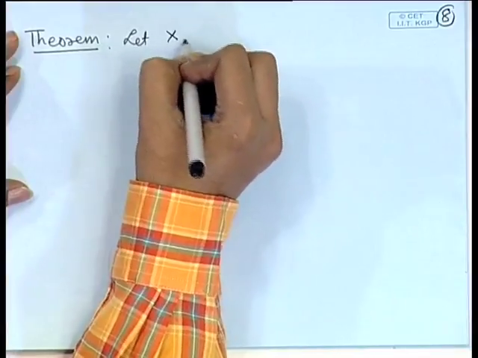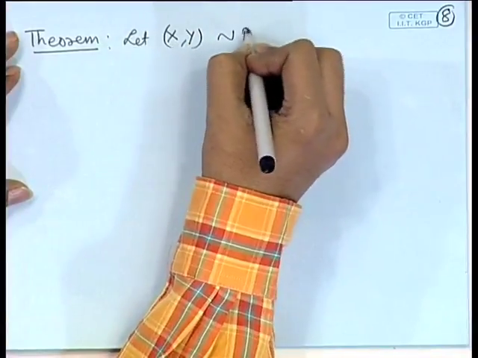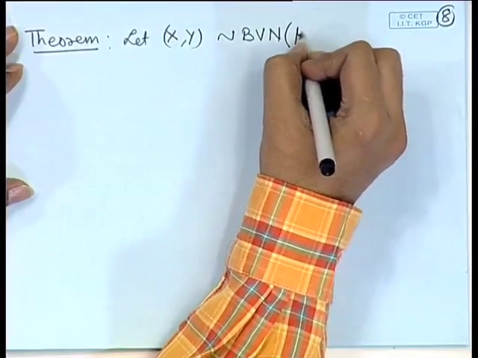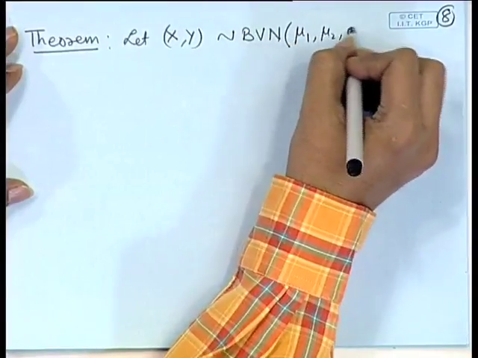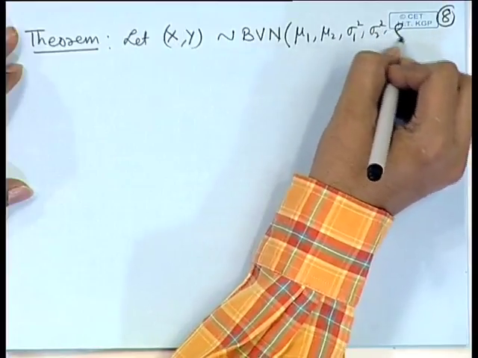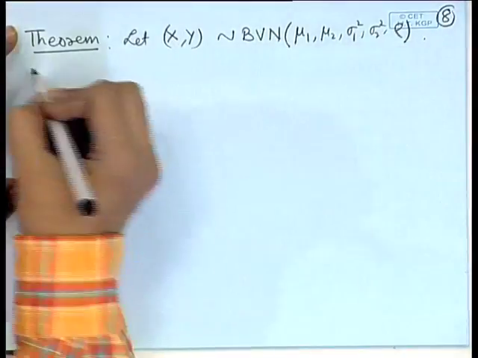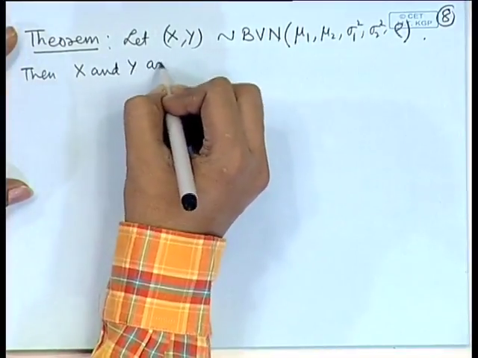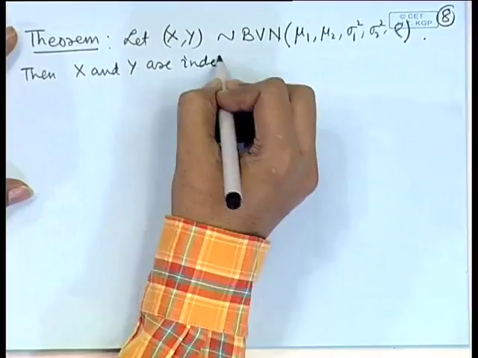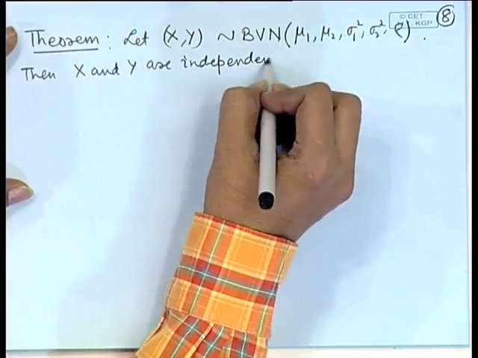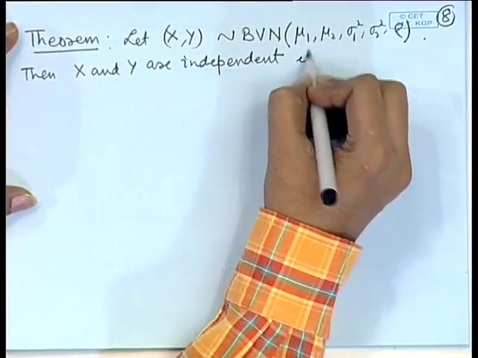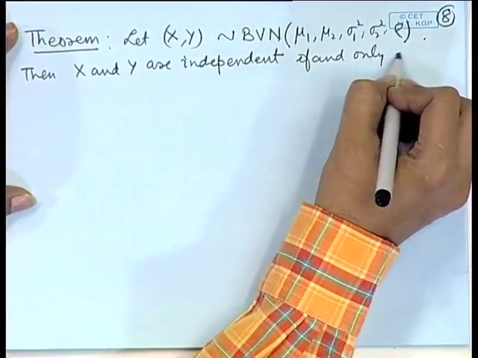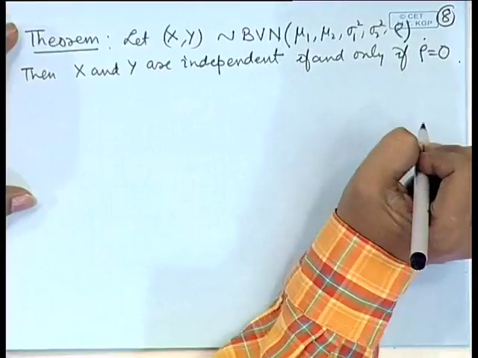Let X, Y follow a bivariate normal distribution with parameters mu 1, mu 2, sigma 1 square, sigma 2 square and rho. Then X and Y are independent if and only if rho is equal to 0.